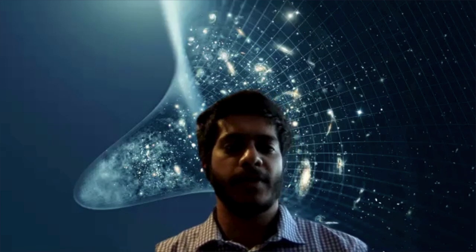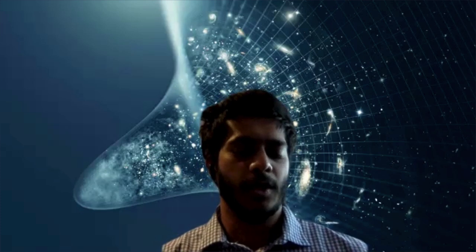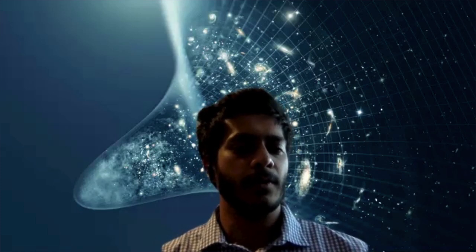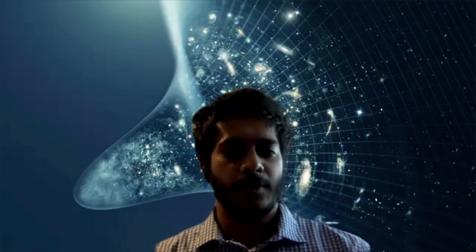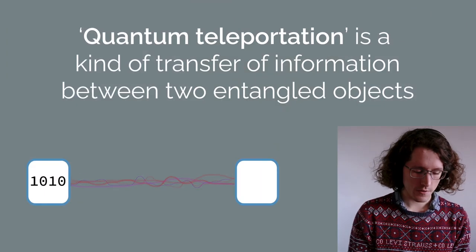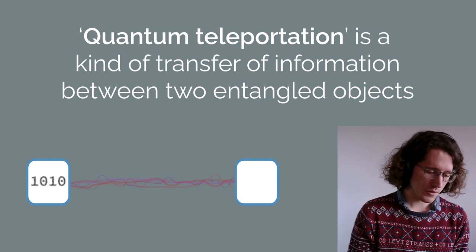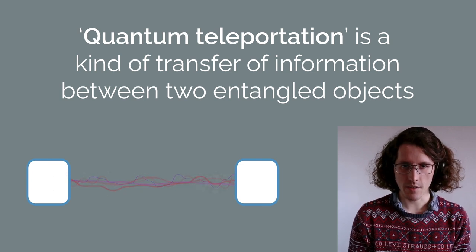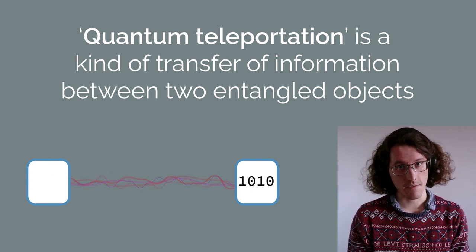Josh, there's been a lot of talk in popular science articles about teleportation, and this is obviously relevant to these ideas that you've been talking about in terms of entanglement. Could you maybe talk about that a bit more? Yeah. So quantum teleportation is the name given to a kind of computer algorithm that can only be run on a quantum computer. You give to the algorithm two entangled objects, and then it's able to transfer information from one of those objects to the other object almost instantaneously. You could say that the information is teleported.